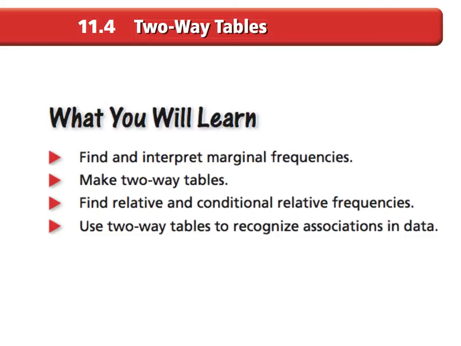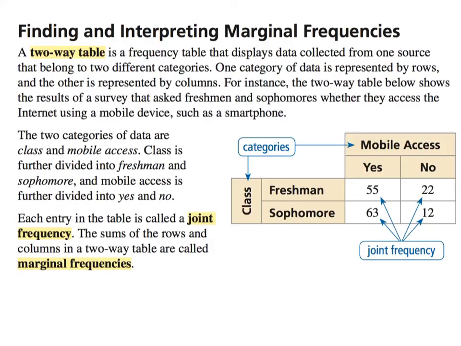Seventh graders, we are now going to be talking about two-way tables in section 11.4. So in this section, you're going to learn how to find and interpret marginal frequencies, make two-way tables, find relative and conditional relative frequencies, and use two-way tables to recognize associations in data. All right, there is a lot of information here.